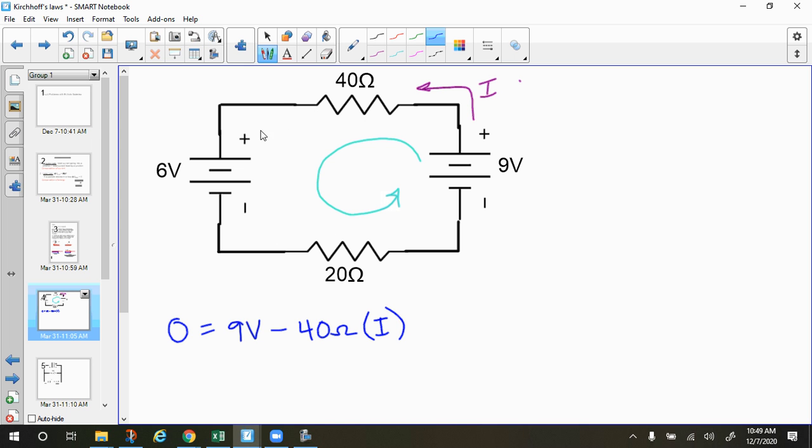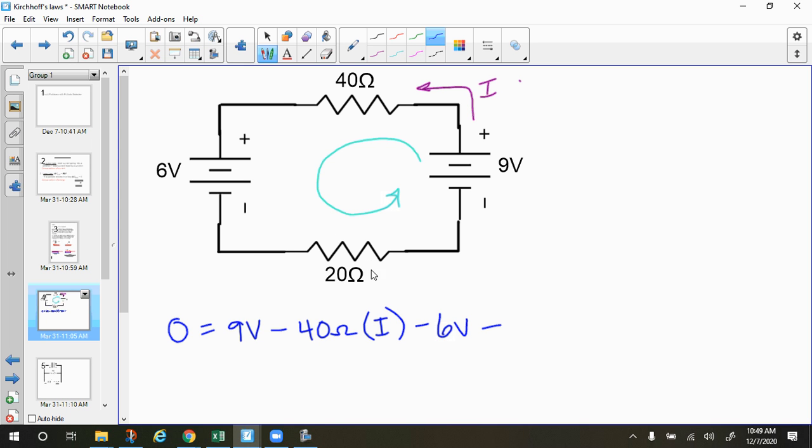And then I get to the next battery, and this time I'm going backwards through the battery. I'm going from the higher potential side of the battery to the lower potential side of the battery. So I'm going to subtract 6 volts. Having this battery in the circuit is making it have less current, and I have less energy when I go from here to here.